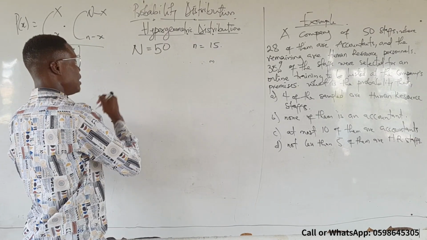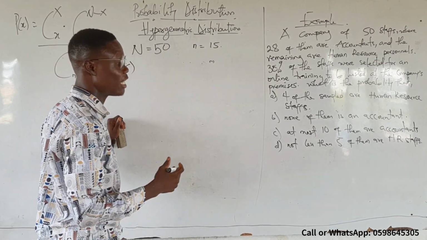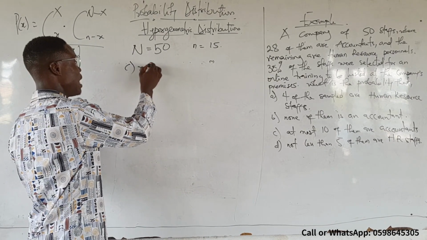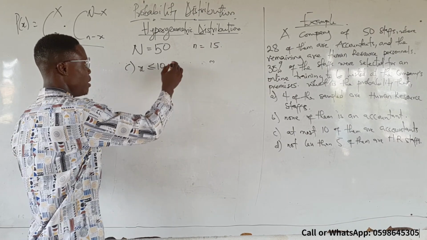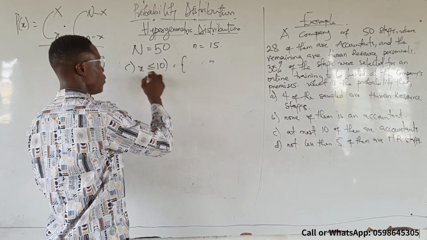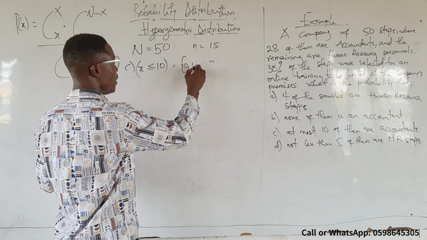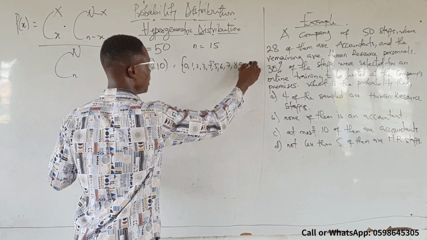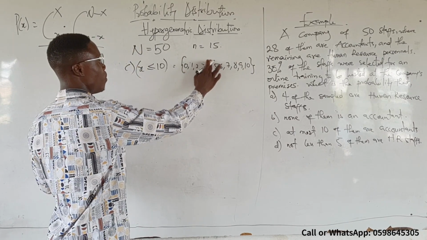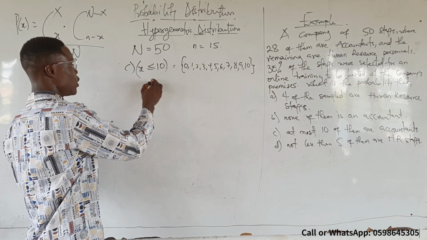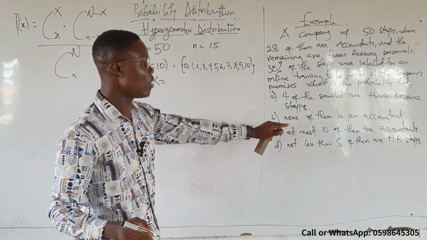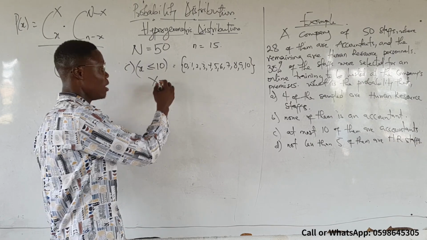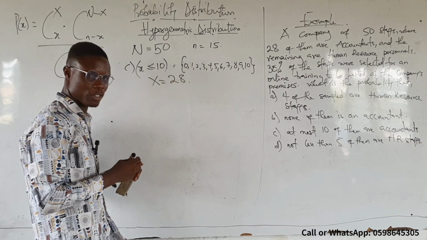So our X here for C is at most 10. At most 10 means less than or equal to 10, right? So X is less than or equal to 10. That means the range of X is going to be 0, 1, 2, 3, 4, 5, 6, 7, 8, 9, and then 10. This will be the range of numbers for my X. And the capital X, the number of accountants in the population, will be 28, as defined in the question.